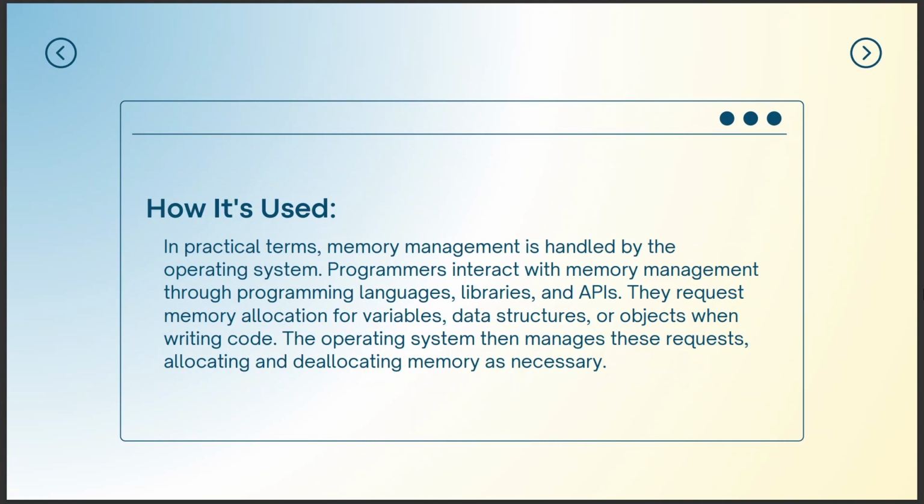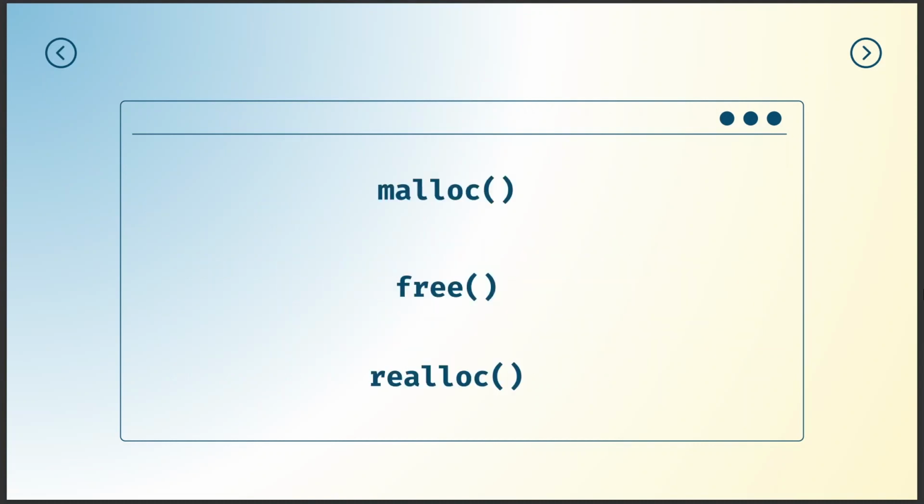How is it used? In practical terms, memory management is handled by the operating system. Programmers interact with memory management through programming languages, libraries, and APIs. They request memory allocation for variables, data structures, or objects when writing code. The operating system then manages these requests, allocating and deallocating memory as necessary. Memory management in programming involves allocating, using, and freeing memory efficiently. The functions malloc, free, and realloc are commonly used in C and C++ for memory allocation and deallocation.